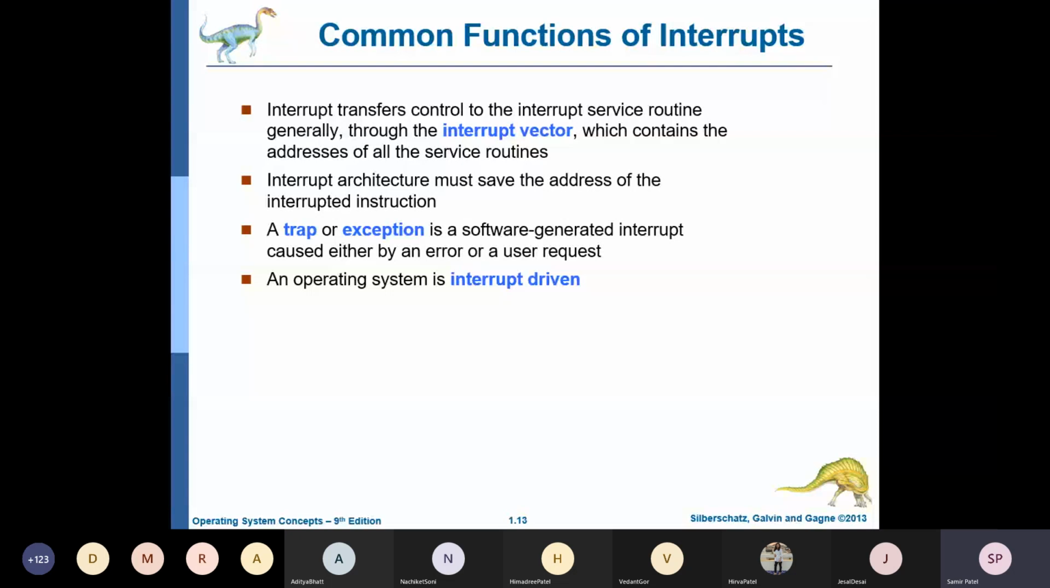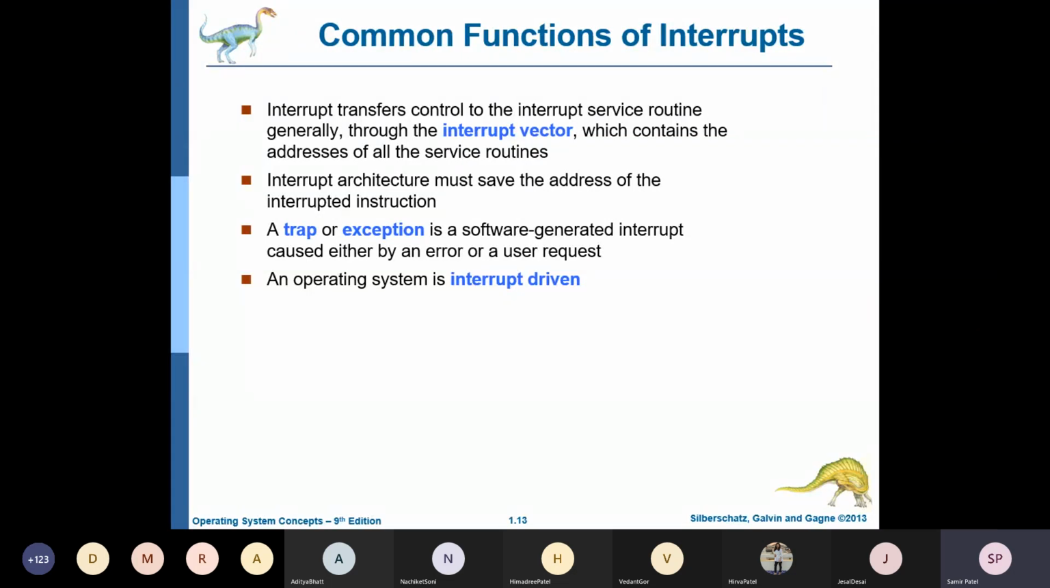So that's what I was telling you. Interrupt architectures must save the address of the interrupted instruction. In case one interrupt is calling another interrupt, where will it return after the second level of execution? So it has to store the return address. So it will use the push and pop instructions which are there inside the architecture, right? It will store those values for returning, and when things are finished, it will continue from the point where it left.